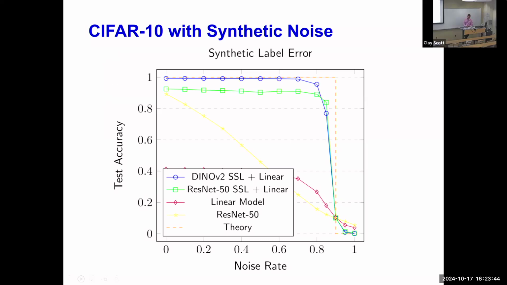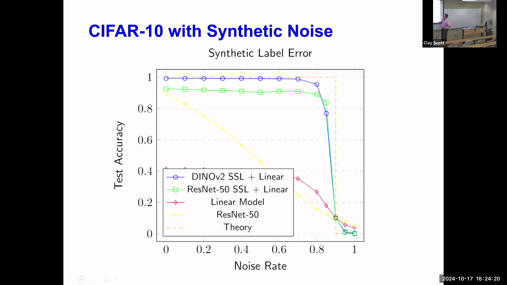This is a synthetic data experiment where we took the CIFAR image database, which has 10 classes, and we injected our own label noise. In this case, it was symmetric label noise. Basically, the true label gets corrupted to one of the other labels with equal probability, and the probability of corruption is this x-axis.